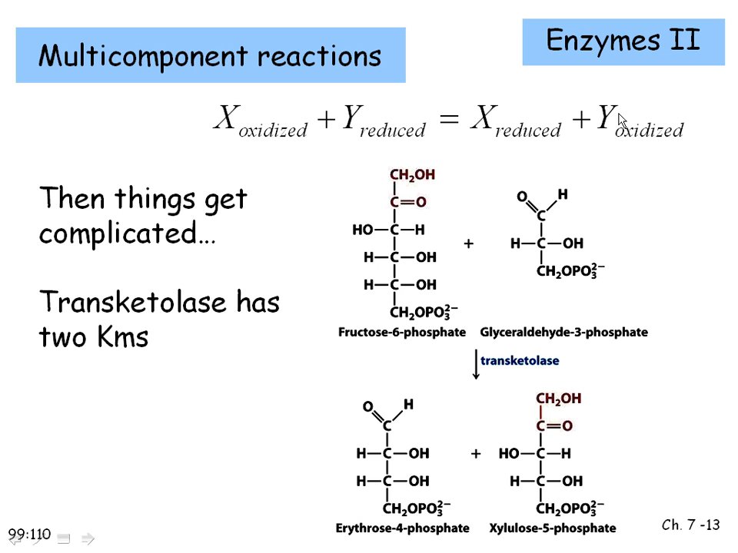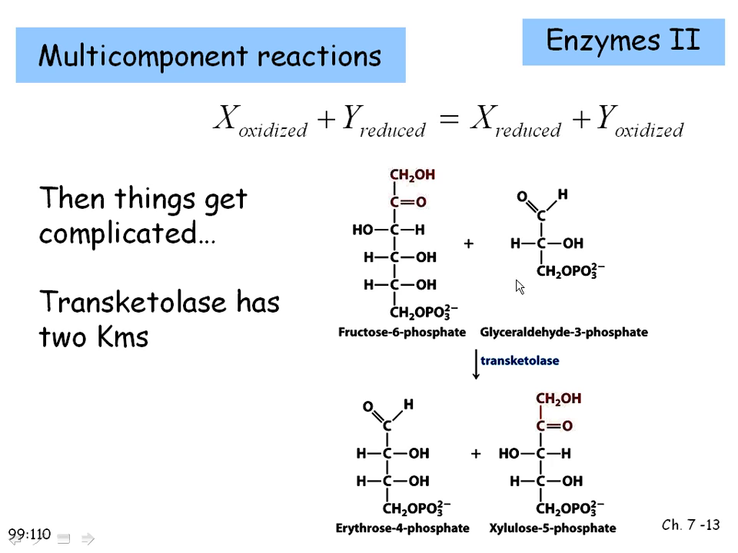This is one example of a very common kind of reaction. Some oxidized compound and some reduced compound are involved, and they come out where the X is now the reduced one and Y is the oxidized one. So altogether, you've got 2 substrates and 2 products.